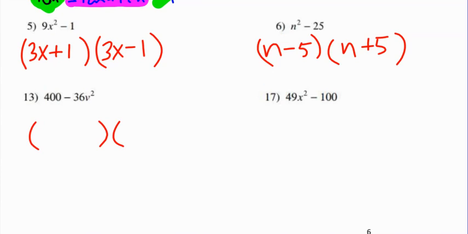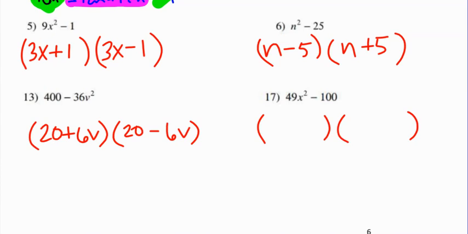Next, 400. Square root of 400 is 20. 20 times 20 gives me 400. 6v times 6v gives me 36v squared. One plus, one minus. Next, I have 7x times 7x gives me 49x squared. And 10 times 10 gives me 100. One plus, one minus.